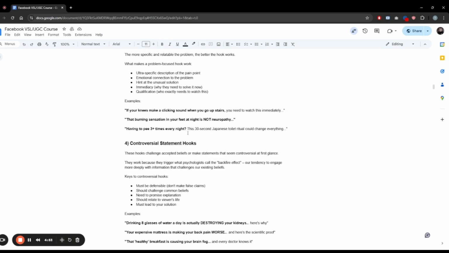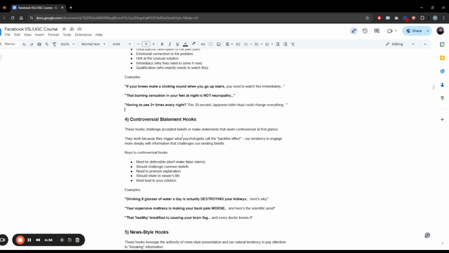Then moving on, we have controversial statement hooks. These hooks challenge accepted beliefs or make statements that seem controversial at first glance. And they work because they trigger what psychologists call the backfire effect, our tendency to engage more deeply with information that challenges our existing beliefs.